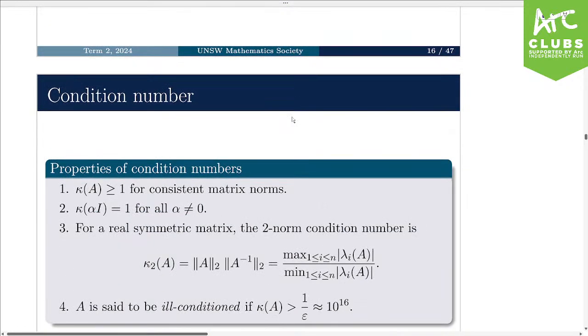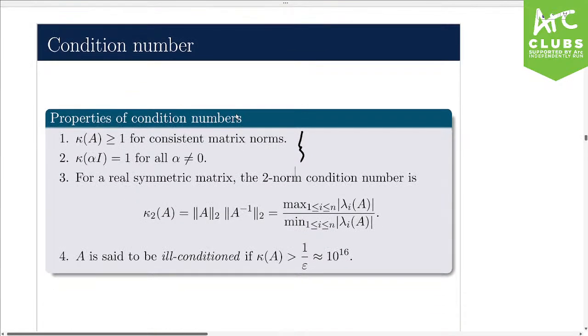Here are some properties of condition numbers. The first two are quite easy to see. The third one applies to real symmetric matrices, and it gives us a way to find the 2 norm condition number in terms of the eigenvalues. So the 2 norm condition number will be the max eigenvalue over the least eigenvalue.